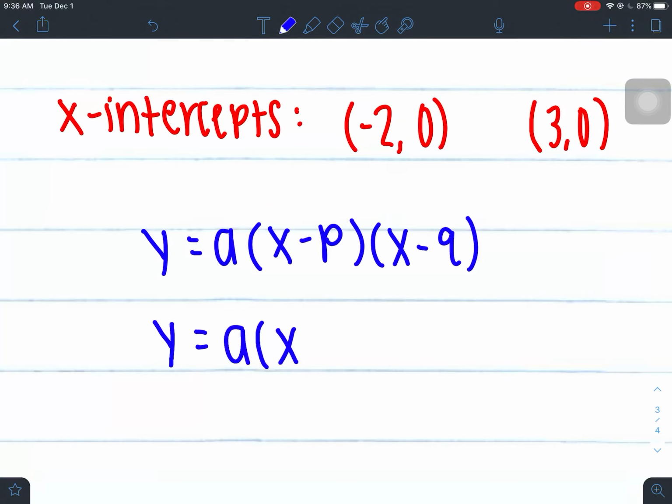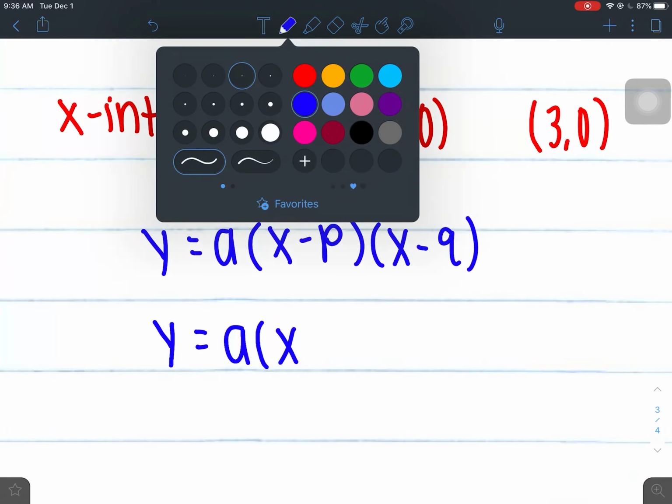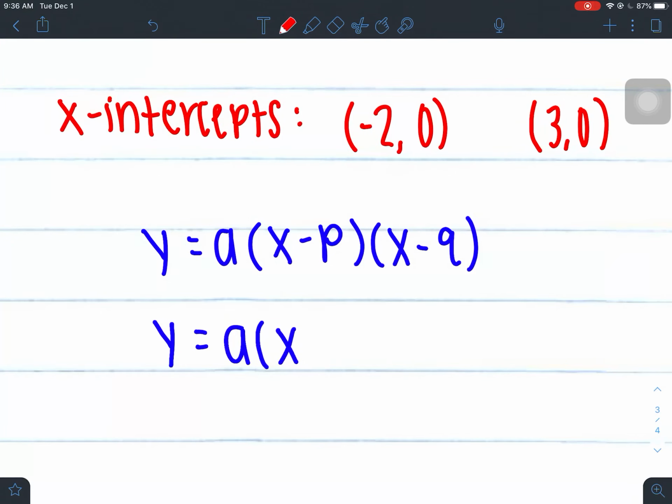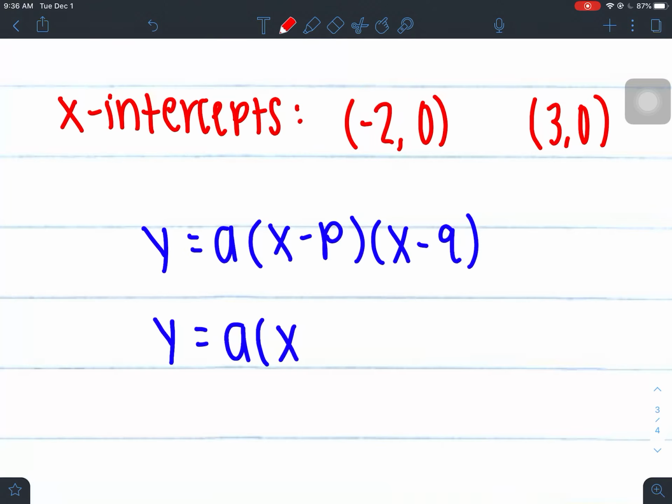So let's plug in what we know here. Y equals a, parentheses x. One of my x-intercepts, and again, it doesn't matter the order, you can put the 3 first or the 2 first, but I'm going to do the 2 first. Now remember, one of the x-intercepts is -2, but when I plug it in, it's going to be opposite. It's going to be +2 here.